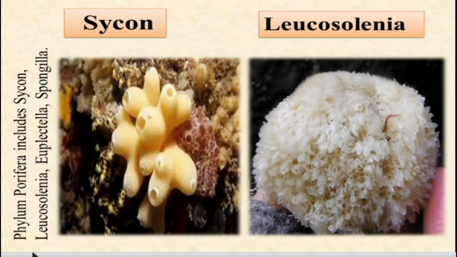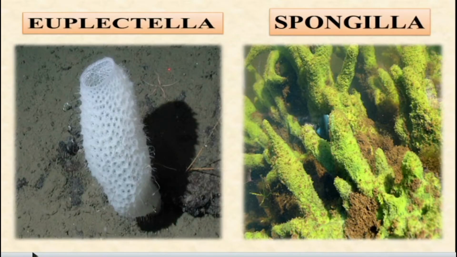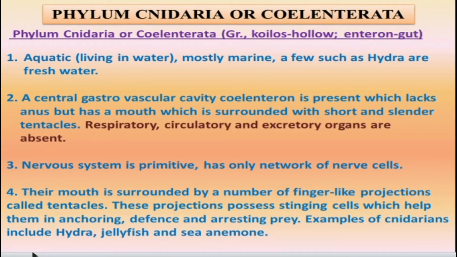Some of the species of Phylum Porifera are Sycon, Leucosolenia, Euplectella, and Spongilla. These are the species of Phylum Porifera.